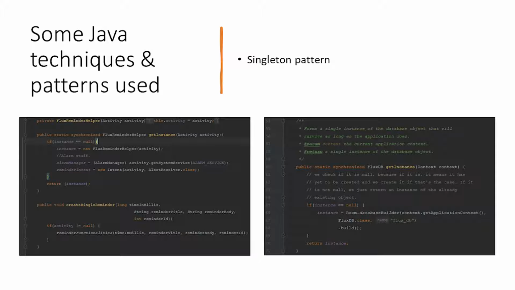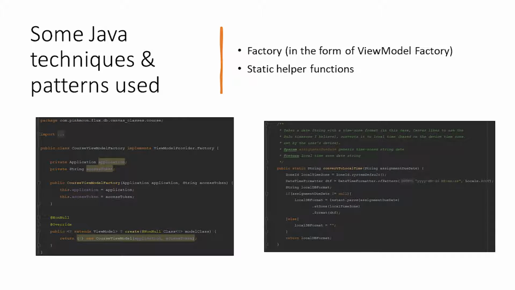In our case, it was used to ensure that only one instance of the database class was used through the life of the application, as well as a single instance of the reminder helper class. Furthermore, I applied a factory pattern with certain ViewModel classes to make use of constructor dependency injection.